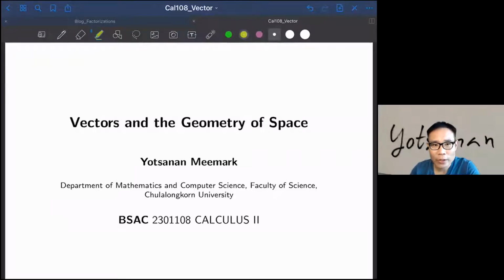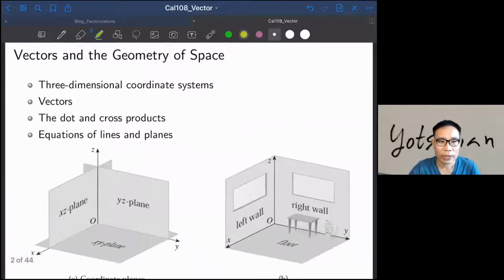In this video, we're gonna talk about the vectors and the geometry of space. So let's first discuss the topic that we're gonna study in this handout. It's gonna be the three-dimensional coordinate system, and it's gonna be about the vector. The important thing is going to be about the dot and the cross product that we shall use in order to study the equation of line and the plane.